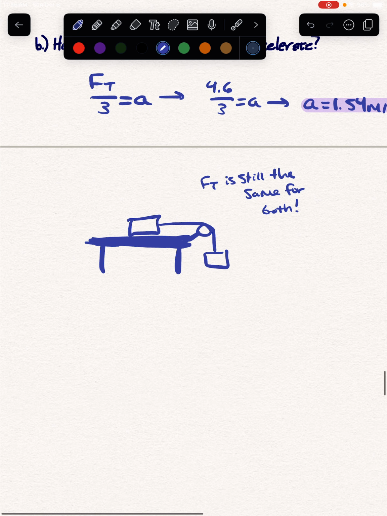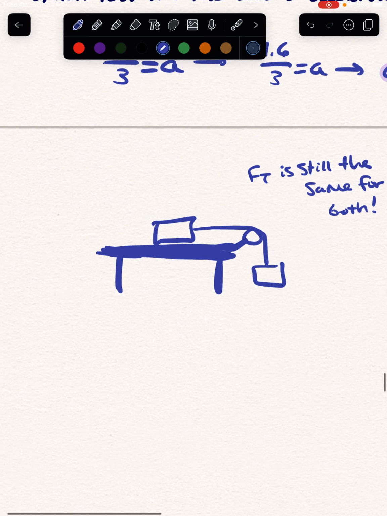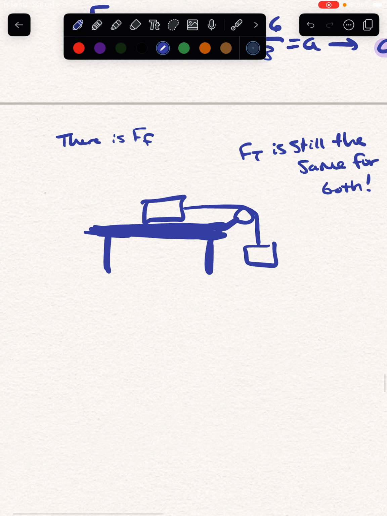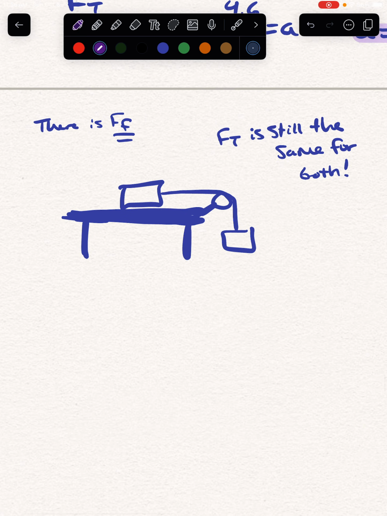Okay? So in this one, what we're going to be doing in our lab tomorrow is we're going to be setting up something that looks like this, and we're going to say that there is friction. So tomorrow in our lab, we're going to be making this setup, and we're going to be solving for friction, for the coefficient of friction. So let's do one example like this together, okay?